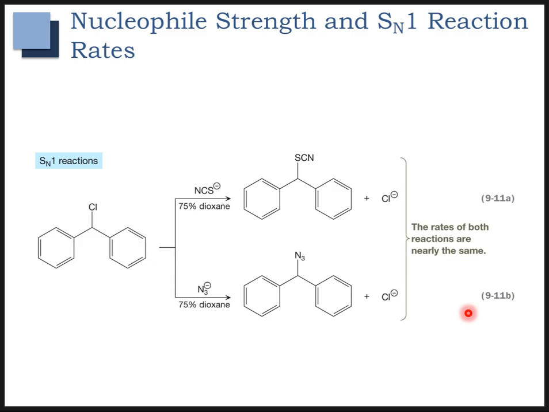And that's because if you remember with the SN1 reaction, we're just waiting for the leaving group to fall off. That's the slow step. Once the leaving group has fallen off, the nucleophile can come in. So it doesn't really matter what the nucleophile is. In the case of the SN1, the rate is going to be more dependent on the leaving group and not dependent on the nucleophile basically at all.